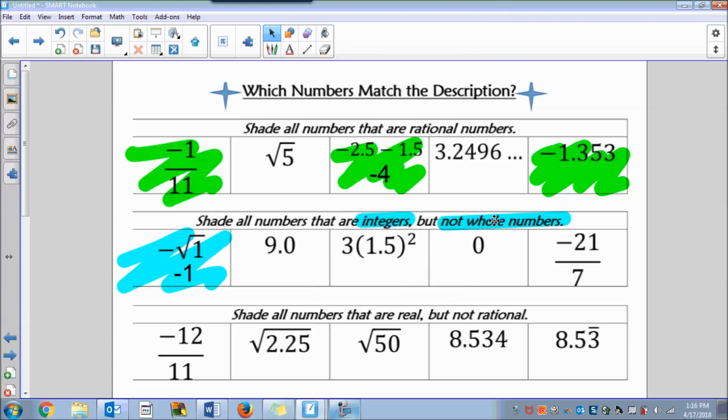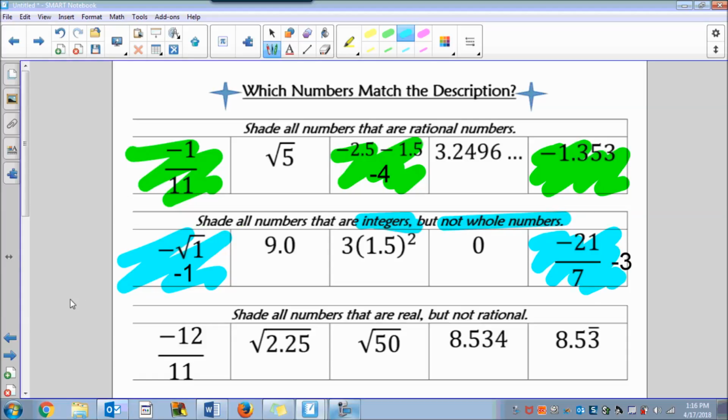0 is a whole number. It's the best description of a whole number. So while it is an integer, it's also a whole number, so we won't shade that one. -21 divided by 7 is -3. That's a negative number, and it does not have a decimal part, so it's an integer. And it's also a negative number, so it's not a whole number. That one can be shaded because it's an integer, but not a whole number.